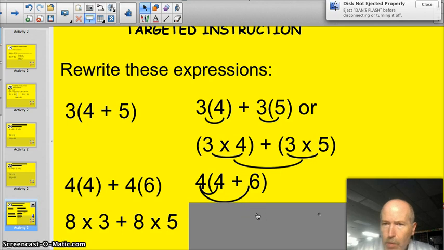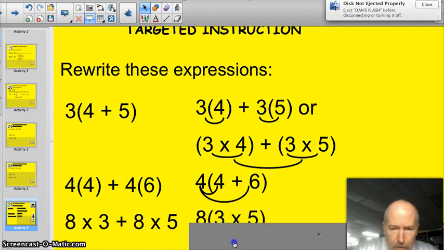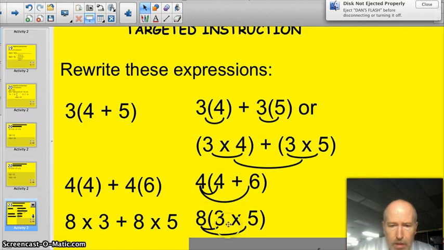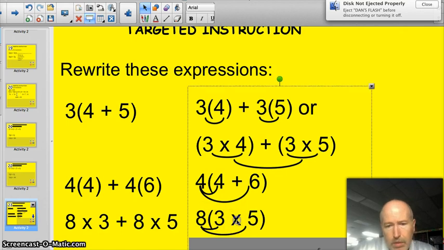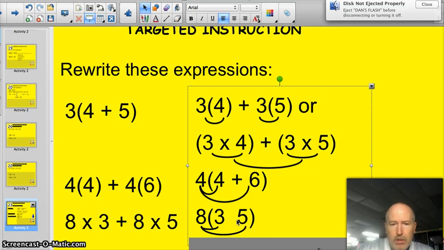The target is rewriting. We're going to get to evaluating, so focus on the rewriting. This one here looks like I can rewrite that like this, 8 times 3. Oops, this one here should be a plus. Sorry about that. Okay? Any questions? All right, let's go to the ticket to the show.